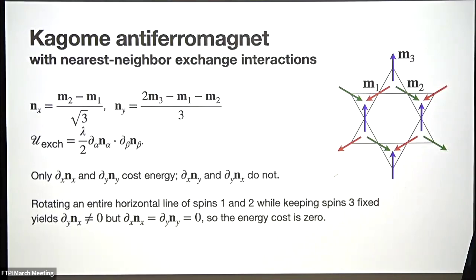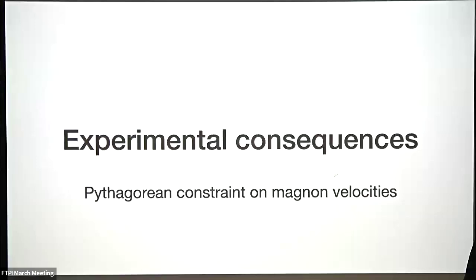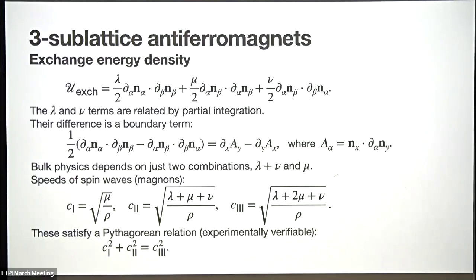Okay, so here are some experimental consequences that we can point out from this simple analysis. One of them is that the exchange energy in the bulk of this crystal, in fact, depends not on all three elastic constants, lambda, mu, and nu, or the Lamé constants, but only on some combinations of them. If you look at the expression for the speed of the spin waves for such a field theory, you can see that the linear combinations lambda plus nu and mu enter these expressions, and lambda minus nu does not. The reason for that is that, in fact, the first and third terms are related by partial integration.